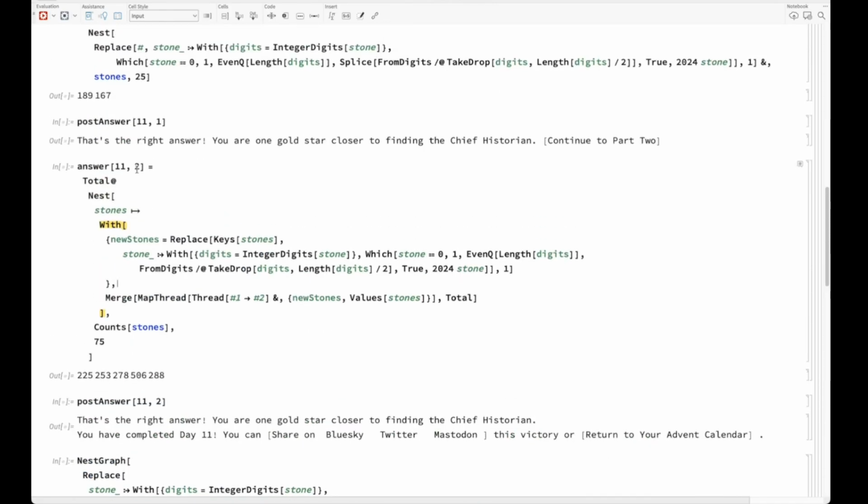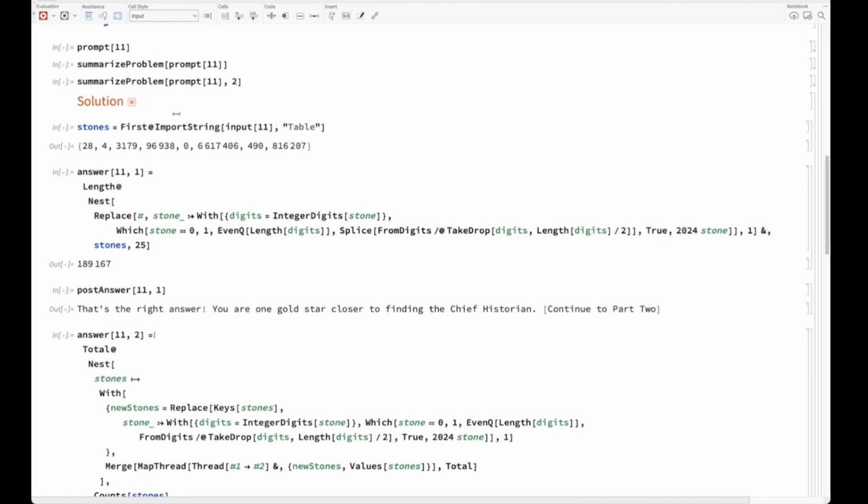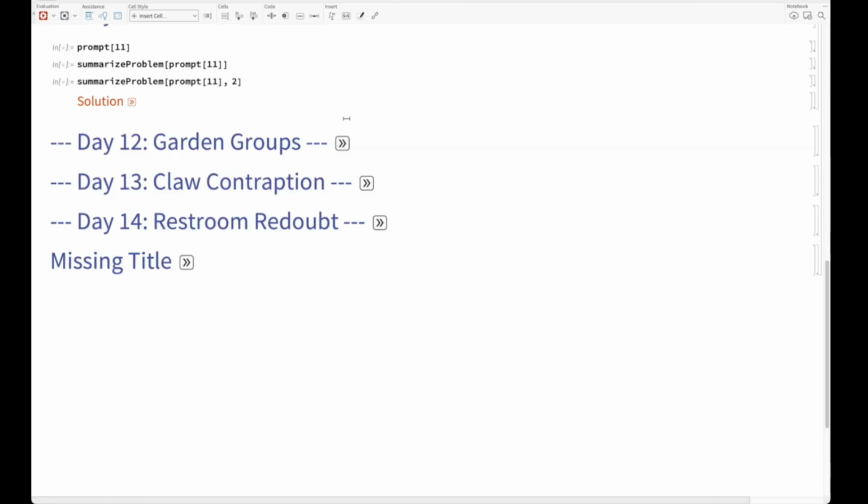And basically that's day 11. We just come up with a more clever way of counting stones using an association, so that we don't have to apply the same rule more than once on the same stone, keeping track of its counts. All right.